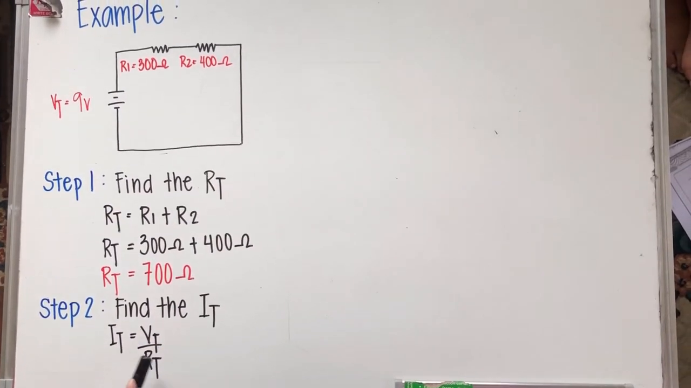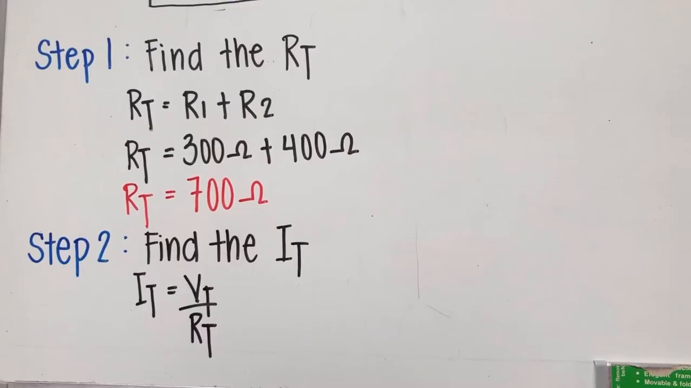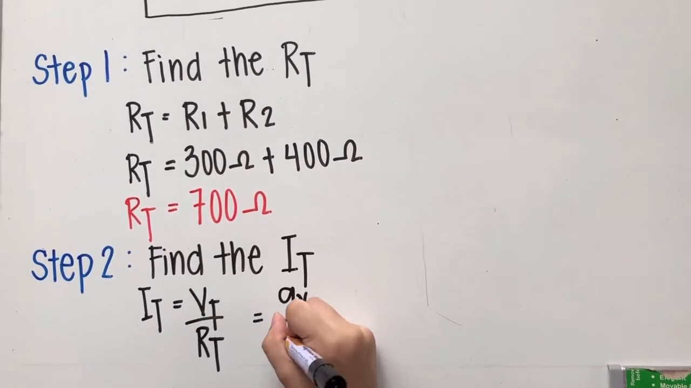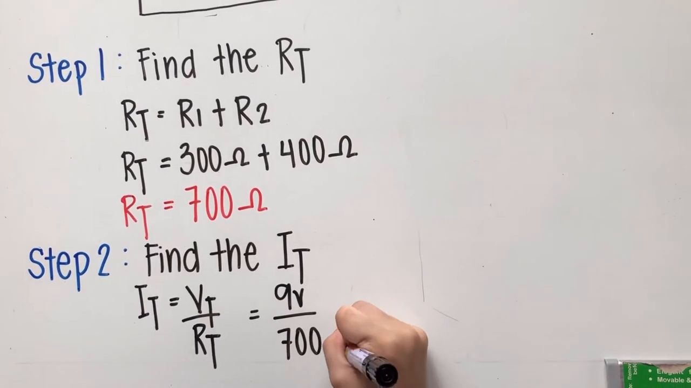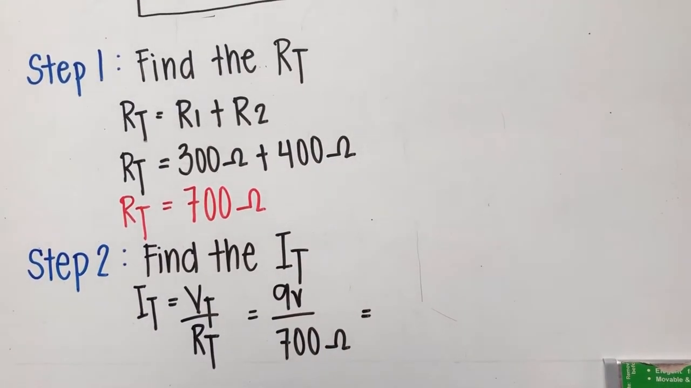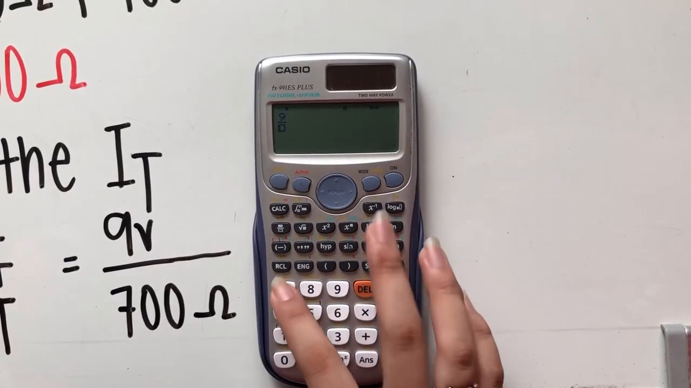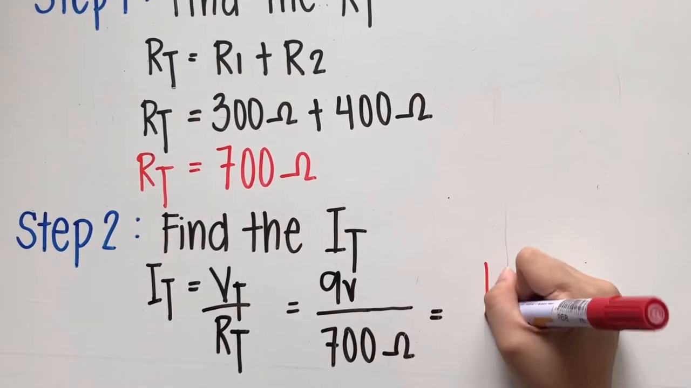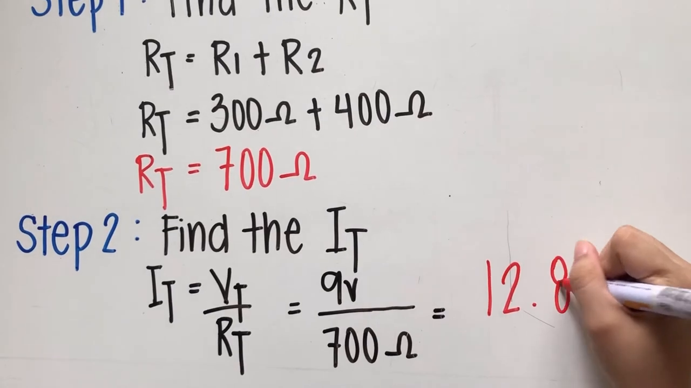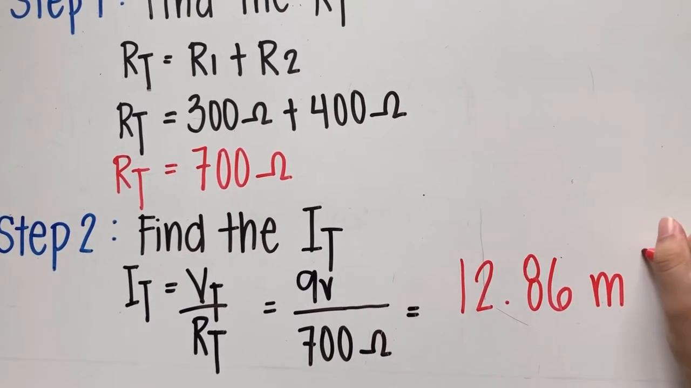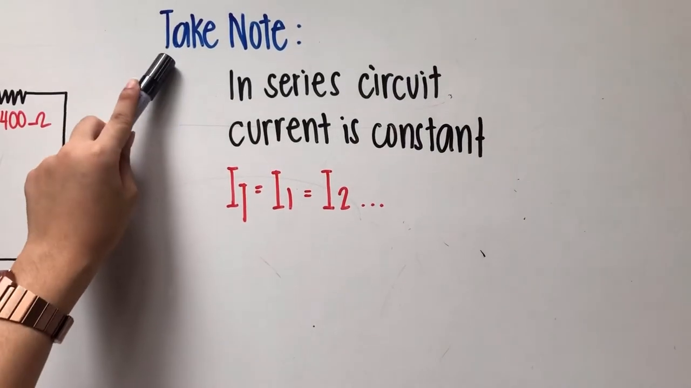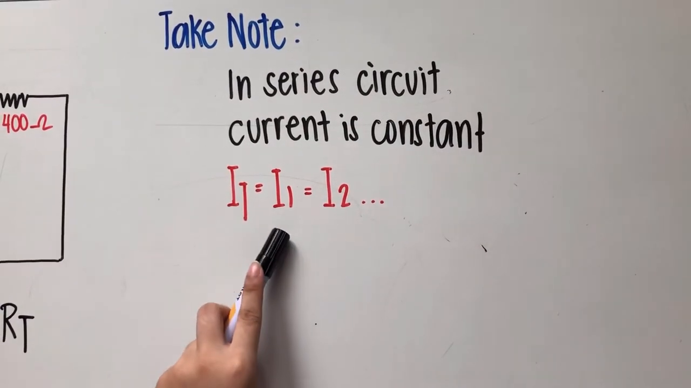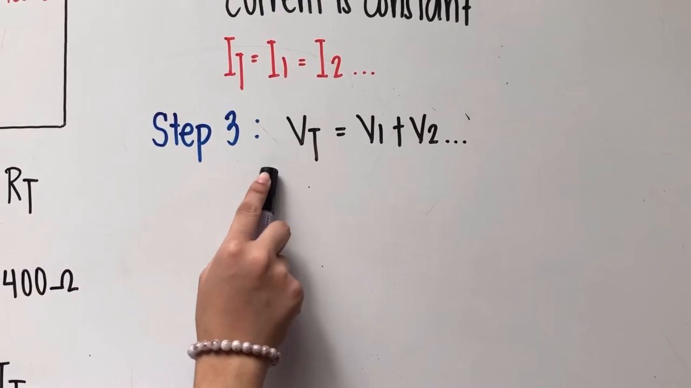Step 2, find the IT. IT is equal to VT over RT. IT is equal to 9V over 700 ohms. Use a calculator to get the IT, so 9 over 700, and the answer is 12.86 milliampere. Take note, in a series circuit, current is constant. IT is always equal to I1, and I2, and so on.